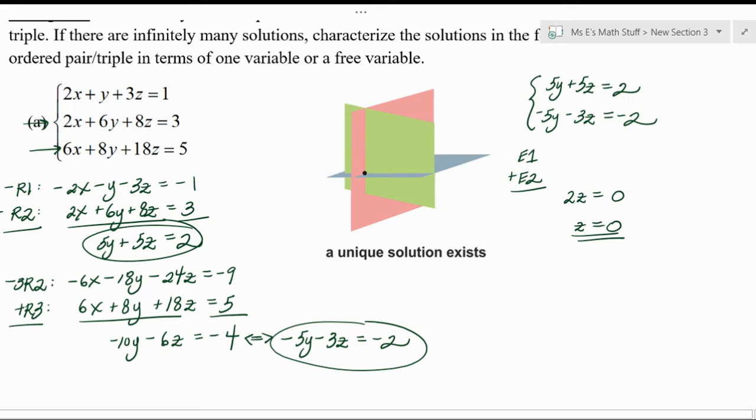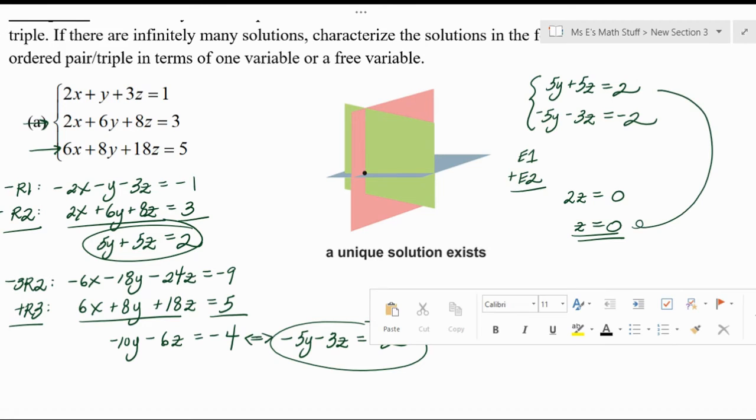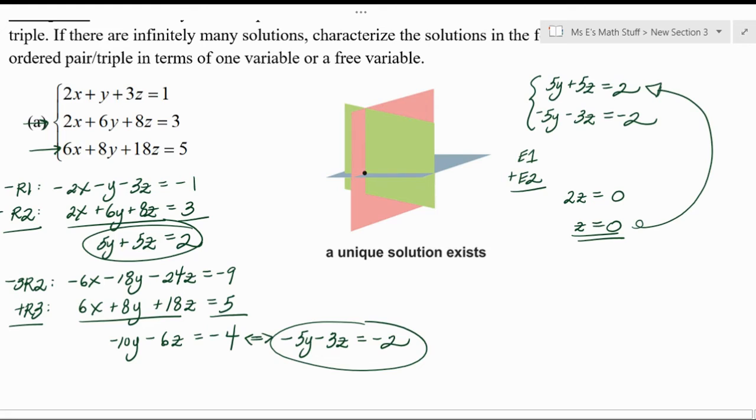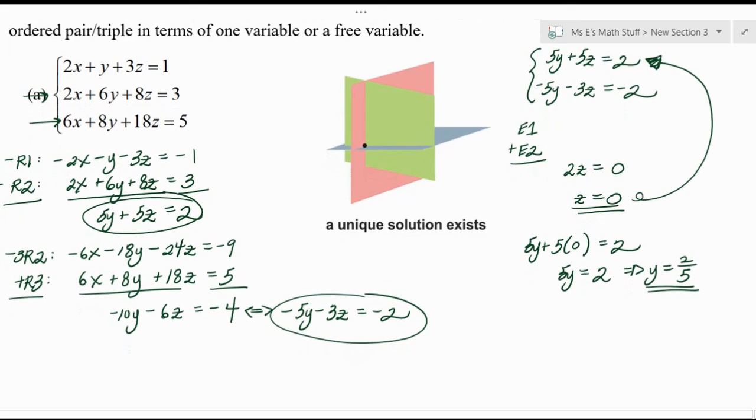Now I could back substitute anywhere that makes sense to me to get the y coordinate. I'm going to go back to equation 1 here, which looks like the cleanest way to go. So I'd have 5y plus 5 times z, which is 0, equals 2. Then you just have 5y equals 2, which means y would equal 2/5. That's the kind of answer that makes you doubt your math, but I've done this one twice, and I'm pretty sure the answer is 2/5. So don't freak out if you get some fractions every once in a while.